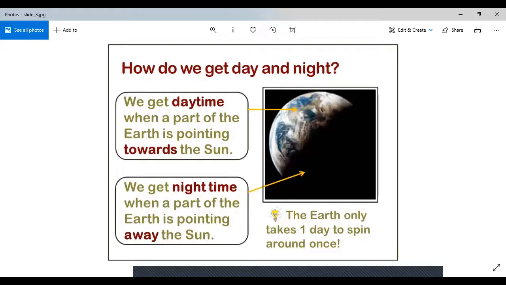We get daytime when part of the earth is pointing towards the sun, and this is the back side of the earth. We get nighttime here. Why? Because this part of the earth is pointing away from the sun. It is not getting any sunlight. That is why it is nighttime over there. Got it? So this is how day and night happen. This is how they change, and this is how this whole process is going on.